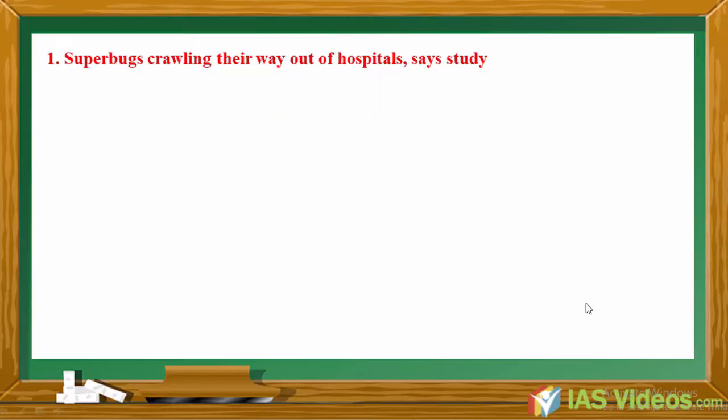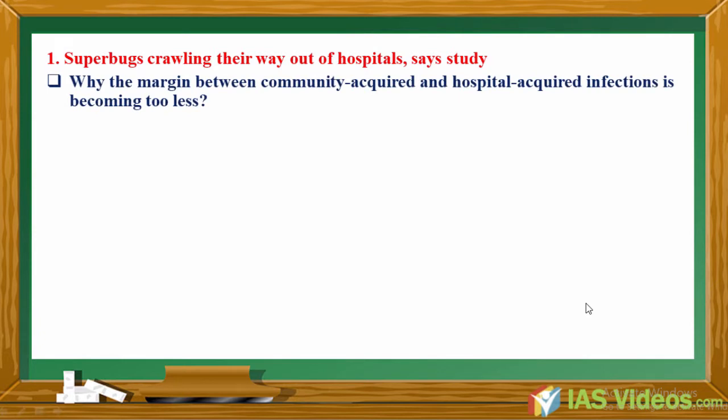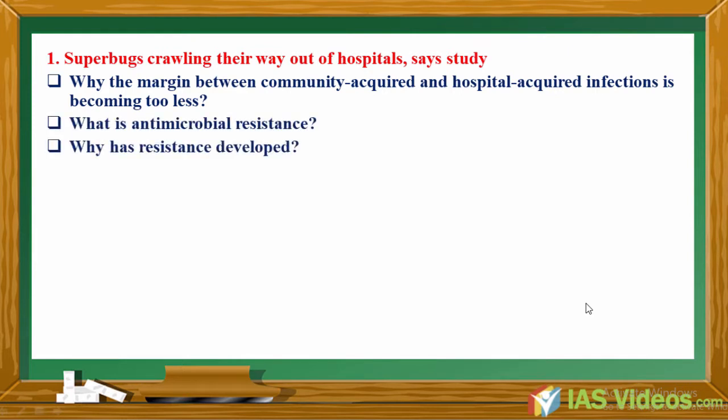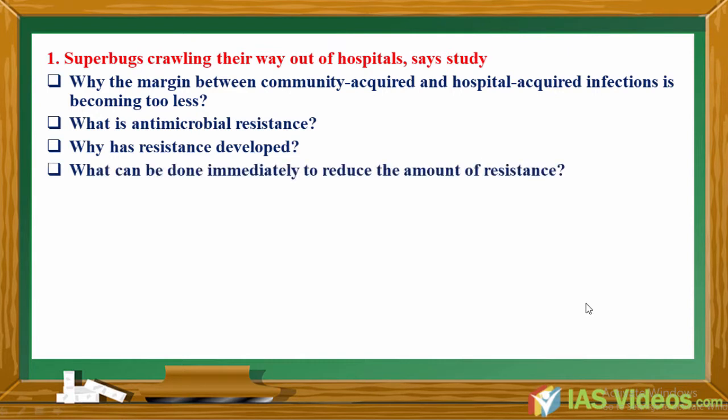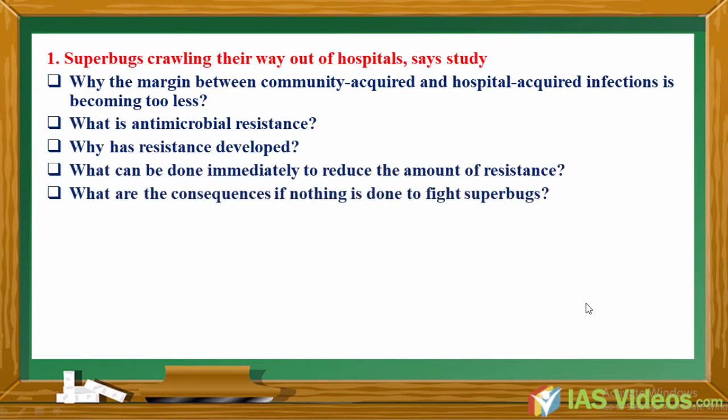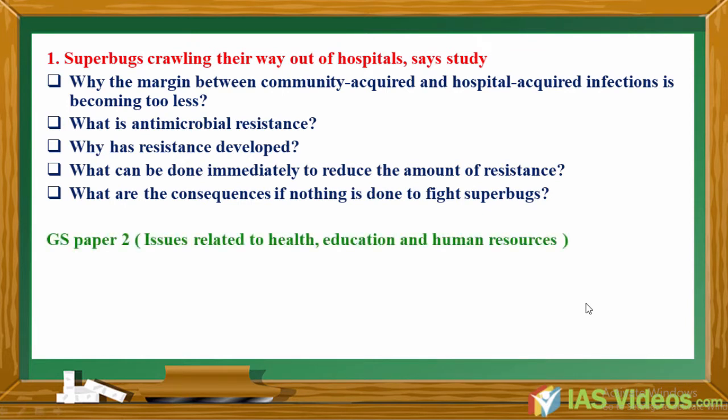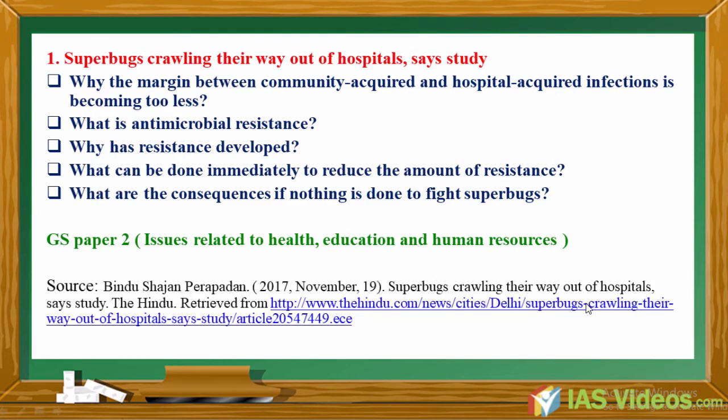Superbugs crawling their way out of hospitals, says study. Why is the margin between community-acquired and hospital-acquired infections becoming so small? What is antimicrobial resistance? Why has resistance developed? What can be done immediately to reduce the amount of resistance? What are the consequences if nothing is done to fight superbugs? GS Paper 2: Issues related to health, education and human resources.